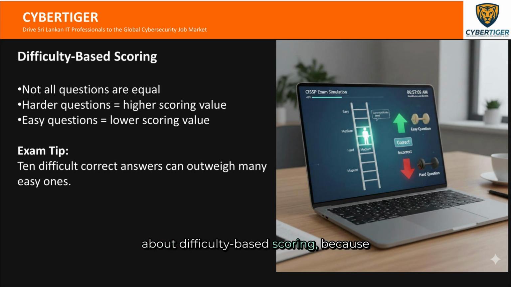Now, about difficulty-based scoring, because this is where many candidates misunderstand the CAT exam. In CAT, not all questions are equal. Questions are weighted by difficulty. Harder questions carry more scoring value, while easier questions contribute less toward your final ability estimate. So answering a difficult question correctly tells the engine a lot about your competence, much more than getting an easy one right. Think of it like privilege levels in access control. Admin actions prove more capability than basic user actions. Exam tip: 10 difficult correct answers can outweigh many easy ones. Focus on thinking clearly, not rushing for volume.